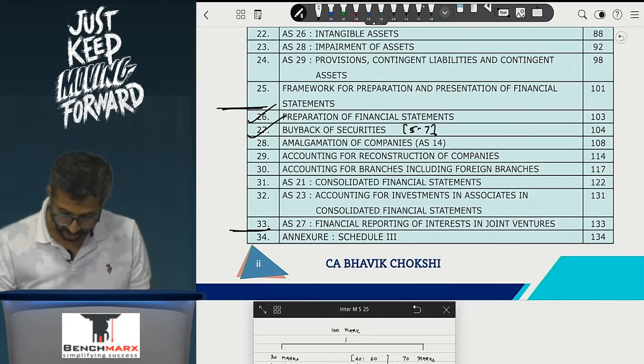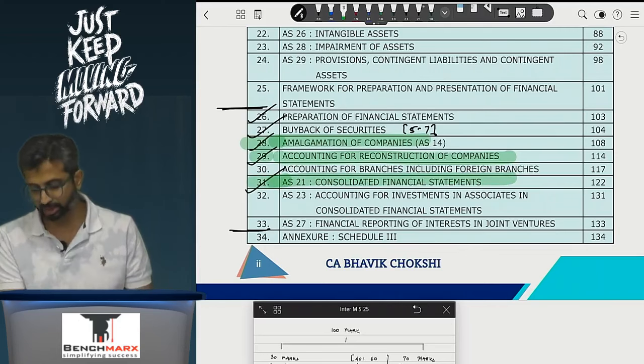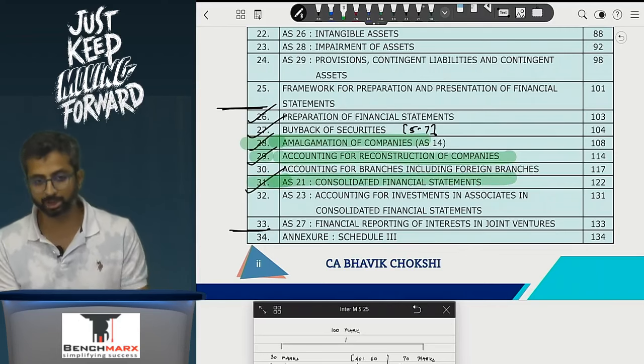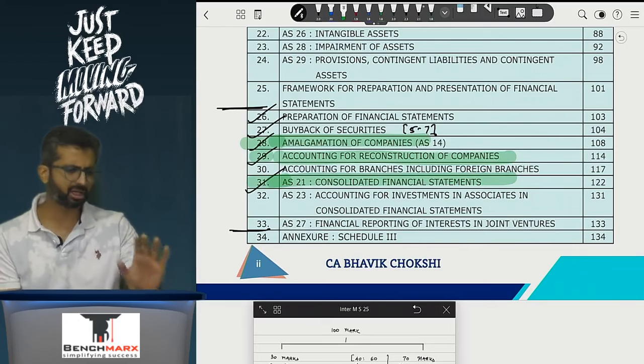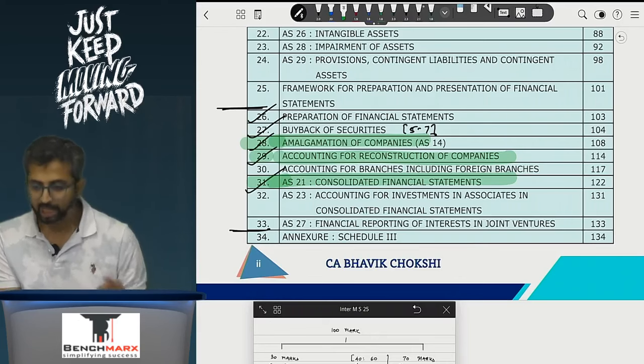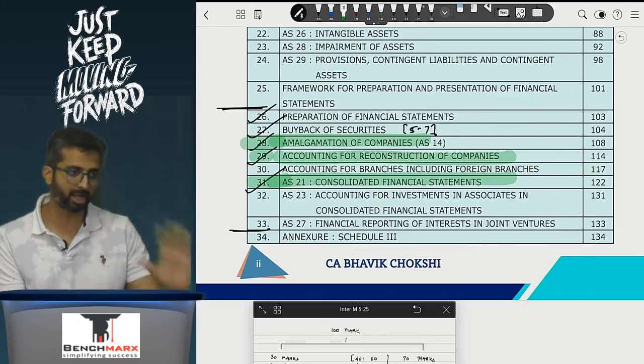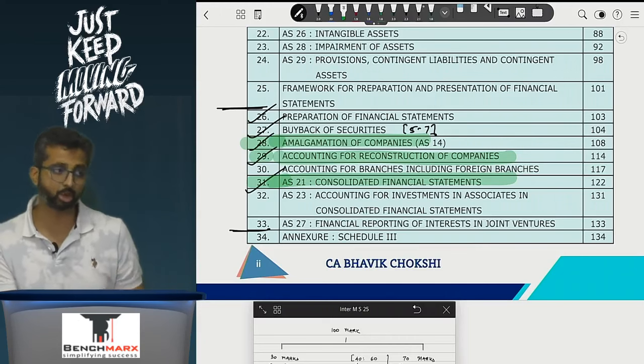And then comes accounting for internal reconstruction, accounting for consolidation and amalgamation. So these topics, I think 28 amalgamation, 29 internal reconstruction and 31 consolidated financial, this will certainly come in your exams. Again, internal reconstruction may or may not come for the entire 14 marks, but amalgamation and consolidation 100%. You will get a 14 mark question on amalgamation, you will get a 14 mark question on consolidation.